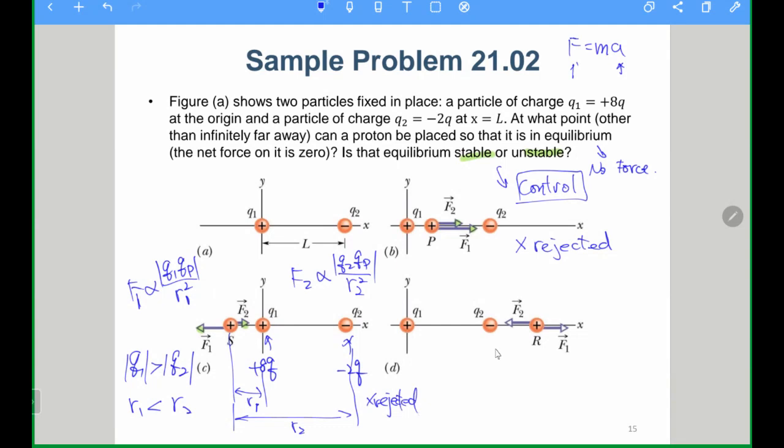Okay, for the third case, we put the positive charge on the right side. So in this case, Q1 is larger than Q2.